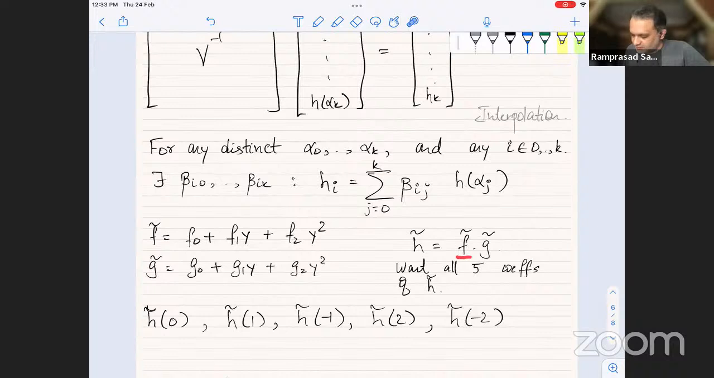Because h tilde is equal to f tilde g tilde, h tilde of 0 is nothing but f tilde evaluated at 0 times g tilde evaluated at 0, which is f naught g naught. What is h tilde of 1? That is f tilde evaluated at 1 times g tilde evaluated at 1. And that happens to be (f naught plus f1 plus f2) into (g naught plus g1 plus g2). And so on and so on.